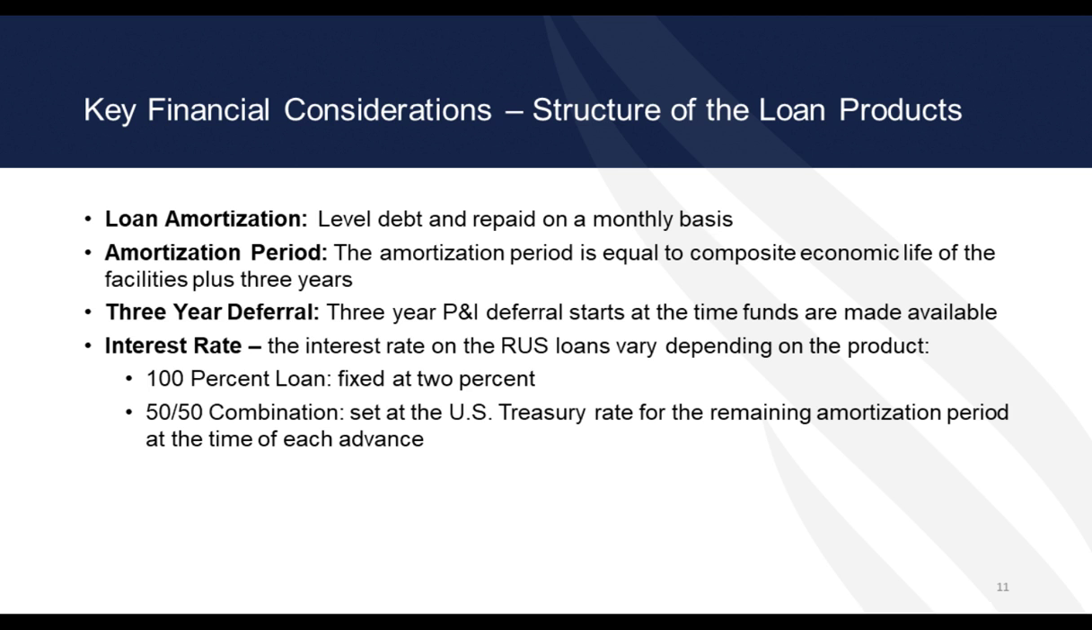The interest rate on the RUS loans varies depending on the product. The 100% loan is fixed at 2% interest. The 50-50 combination is set at the U.S. Treasury rate for the remaining amortization period at the time of each advance. The interest will be capitalized at the end of the deferral period, so this should be reflected appropriately in the pro forma projections. And finally, loan proceeds or other funds pledged to finance the project, as applicable, must be expended before grant proceeds if an applicant receives both.